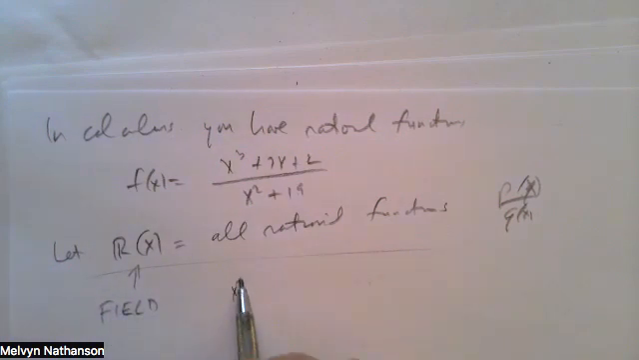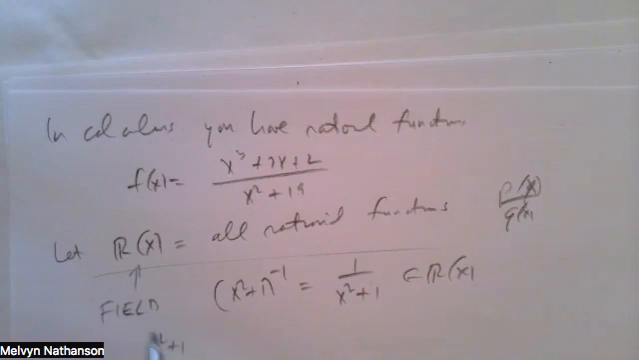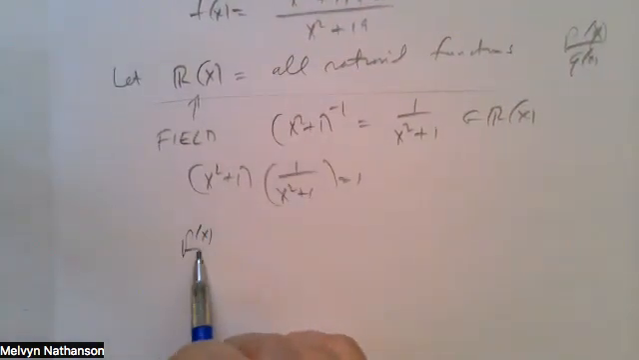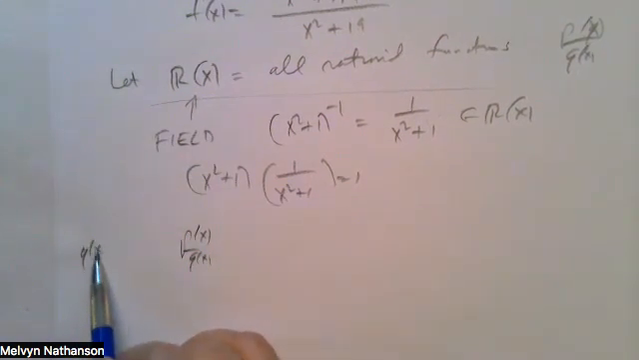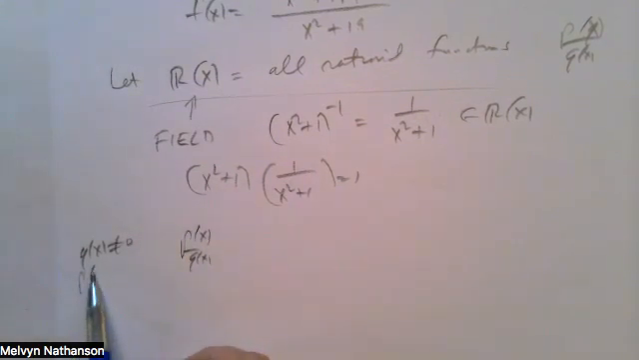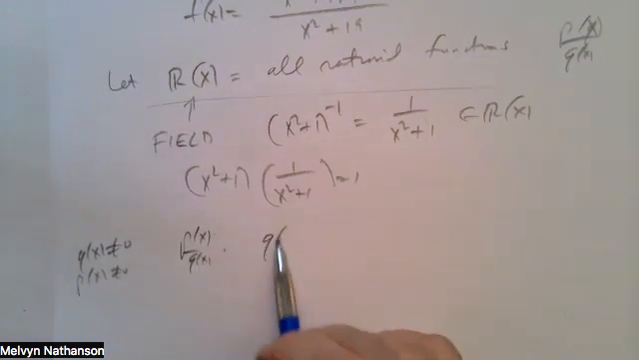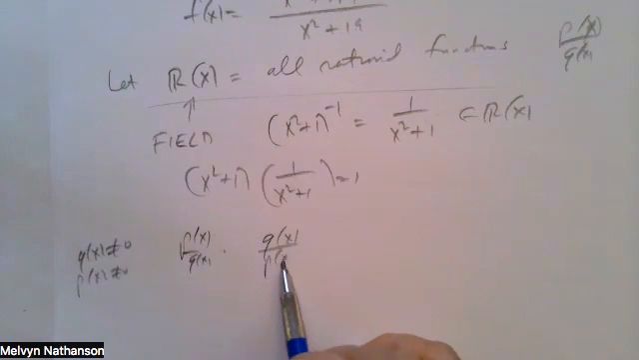What is the inverse of x squared plus 1? It's the rational function 1 over x squared plus 1, right? This is a rational function. And x squared plus 1 times 1 over x squared plus 1 is 1. In general, if you have P of x over Q of x, the denominator Q of x is never 0, and this is 0 only if P of x is 0. So suppose P of x is different from 0. If I take this rational function and multiply it by the rational function Q of x over P of x, everything cancels and we get 1.